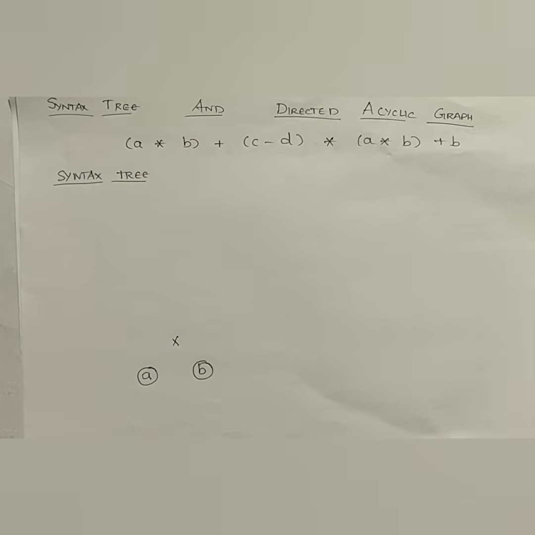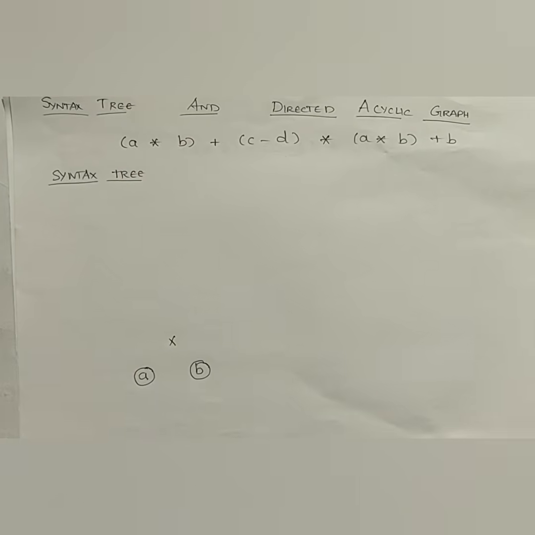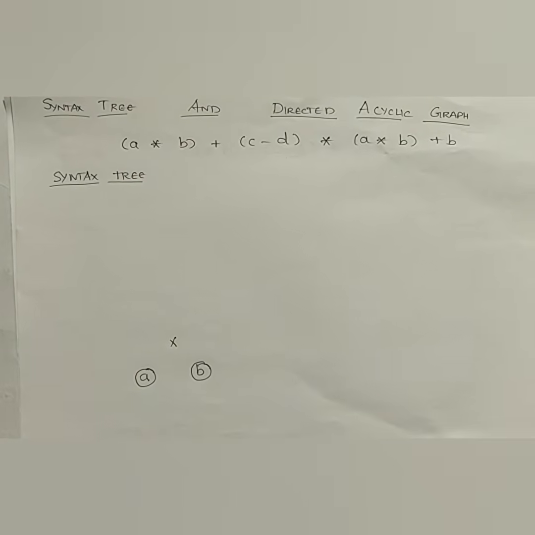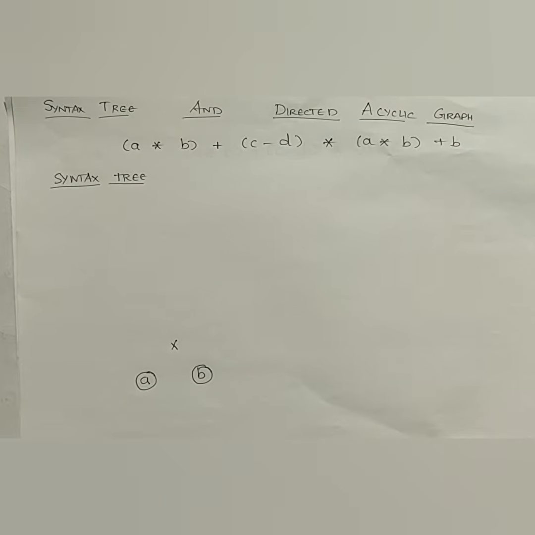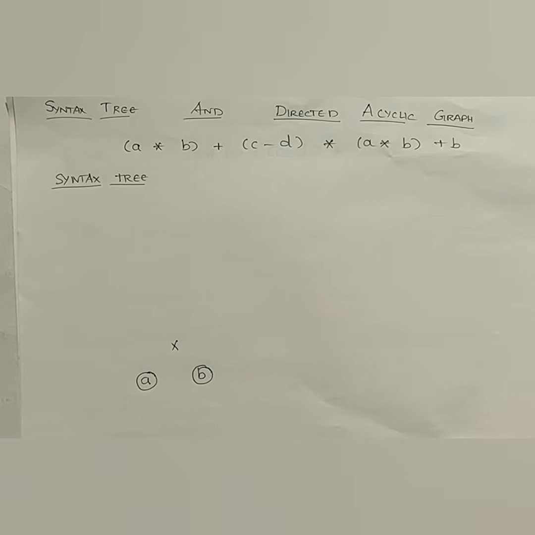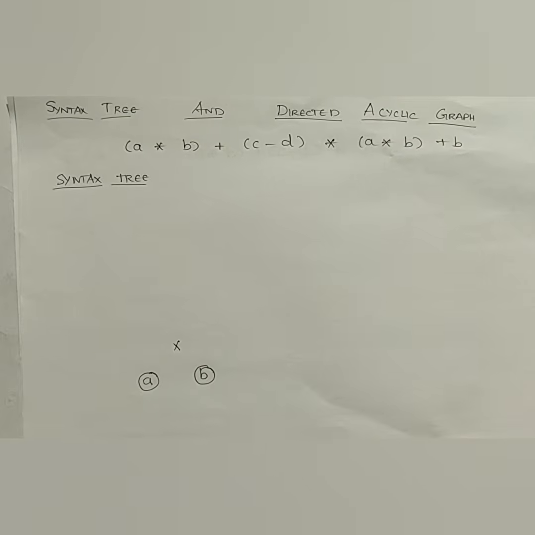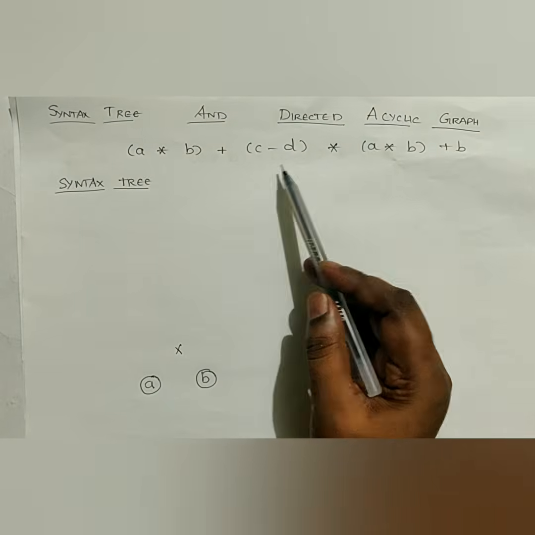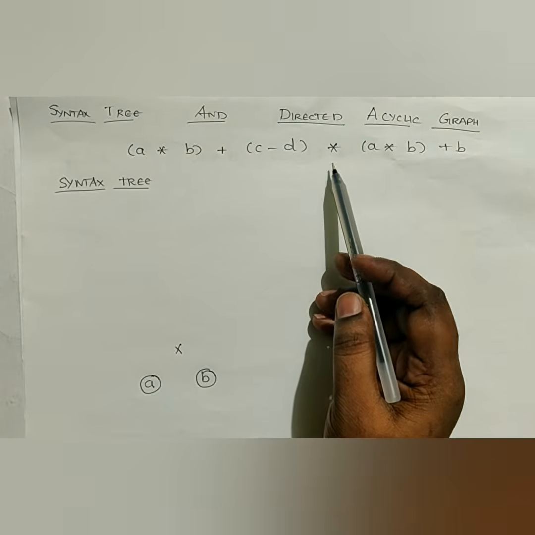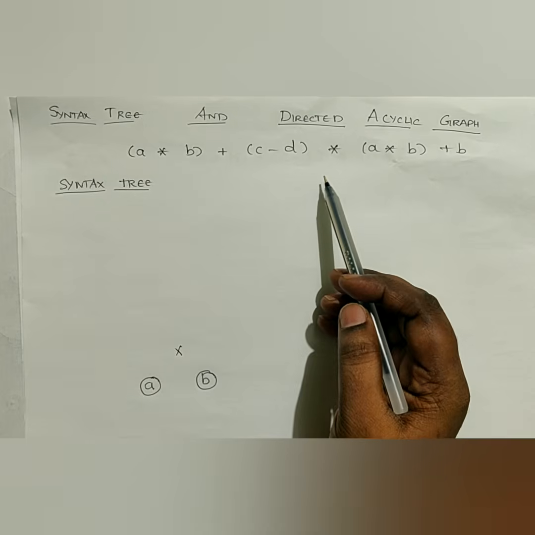The first example is A star B plus C minus D star A star B plus B. Many have doubts about how to start, where to start, whom to pick first and how to draw in order. The answer is: take a paper and pencil or pen along with me and continue drawing. First, take the brackets first, also considering the operators and focusing on drawing from left to right.